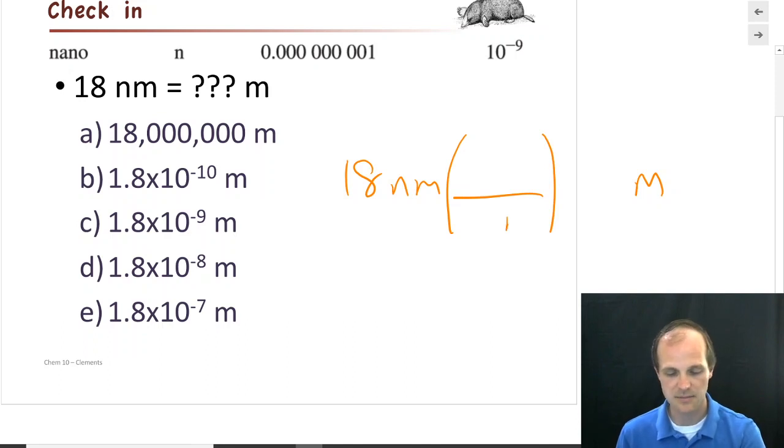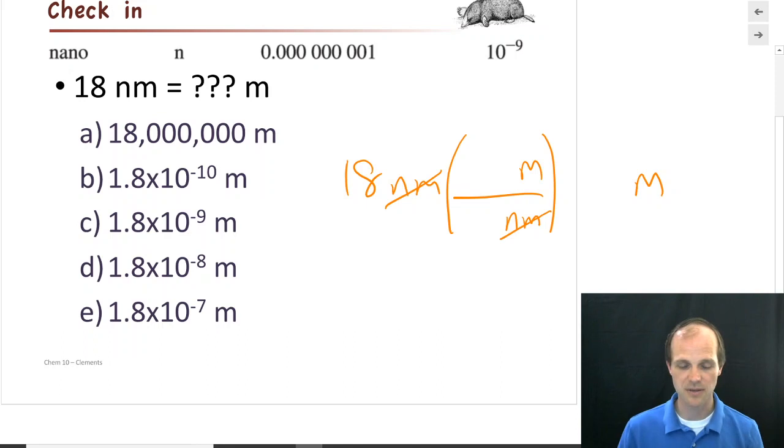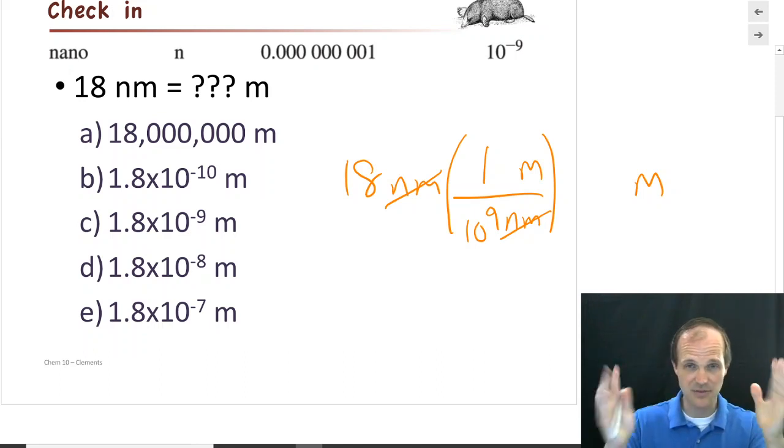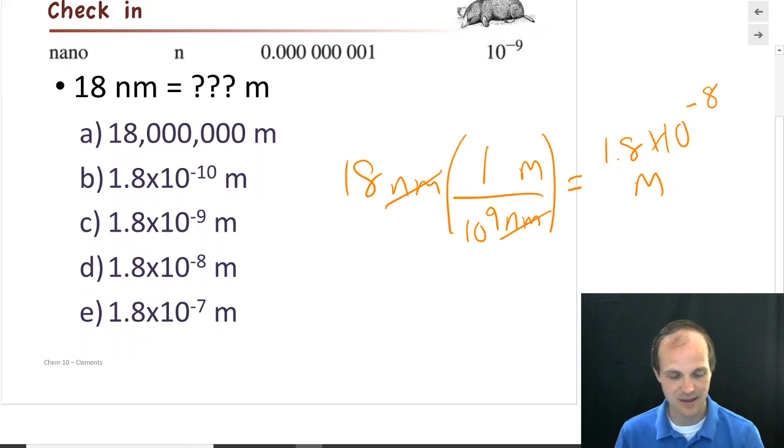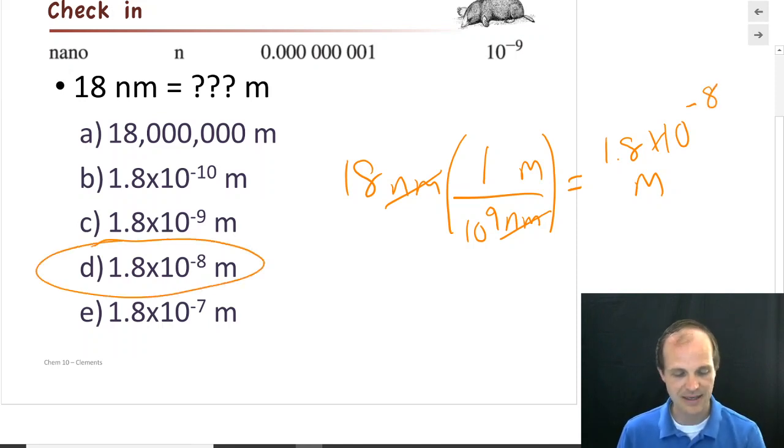What goes on the bottom? Nanometers. On the top, meters, right? For nanometers, I need 1 on top, 1 on the bottom. Which is bigger, a meter or a nanometer? Nano is 10 to the minus 9, it's a tiny number, so a meter is bigger. But then we say we need lots of nanometers, 10 to the positive 9th. Lots of little tiny nanometers stacked on top of each other to make one big meter. If you plug that into your calculator, you should get 1.8 times 10 to the minus 8th meters. And it would look something like that.